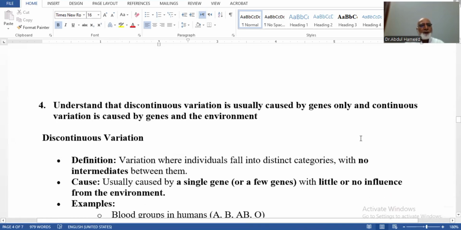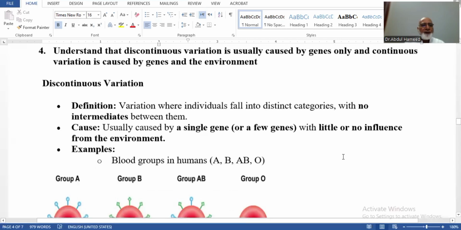Then comes the fourth subtopic in this subunit on variation: to understand that discontinuous variation is usually caused by the genes only, and continuous variation is caused by the genes and the environment. So there is a gradual development of the concept, an evolution of the concept in case of variation. What does it mean? Discontinuous variations involve only one or few genes, but continuous variations involve genes as well as the environment of that particular individual under consideration.